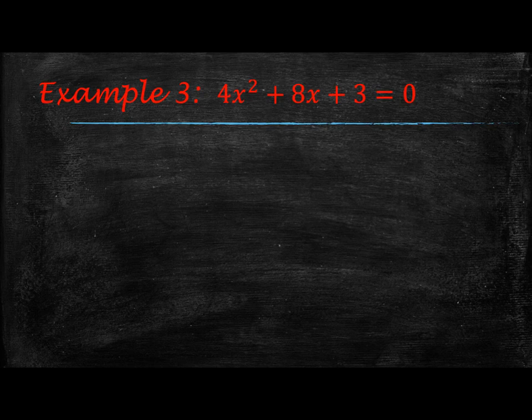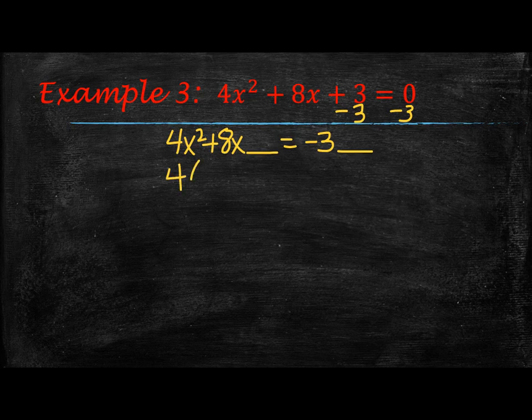Okay, example 3. So let's try another example, another one where a is not 1. So the first thing we're going to do is move that c to the other side. So we're going to subtract 3. Then we have 4x squared plus 8x equals negative 3. Go ahead and divide out your 4. So 4 parentheses x squared plus 2x equals negative 3.